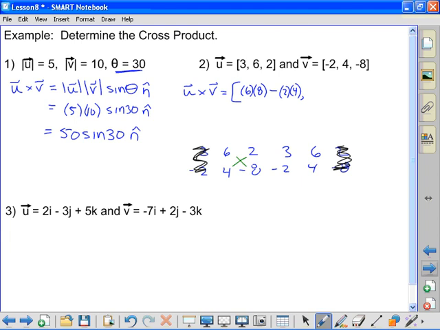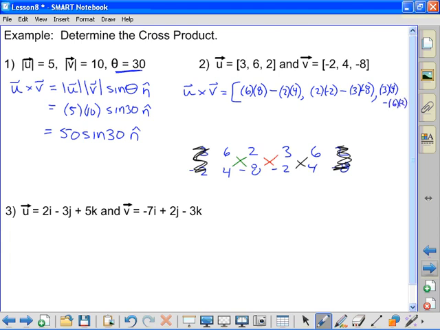The next one, so 2 times negative 2 minus 3 times negative 8. That's your z component. And then we'll try to squeeze in the last one here. 3 times 4 minus 6 times negative 2.